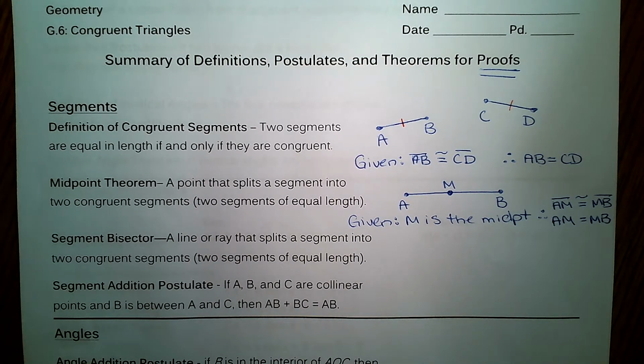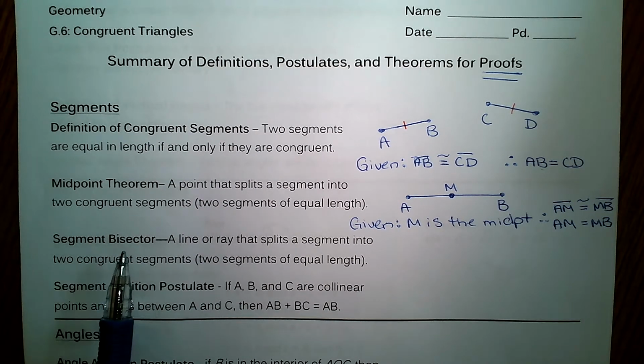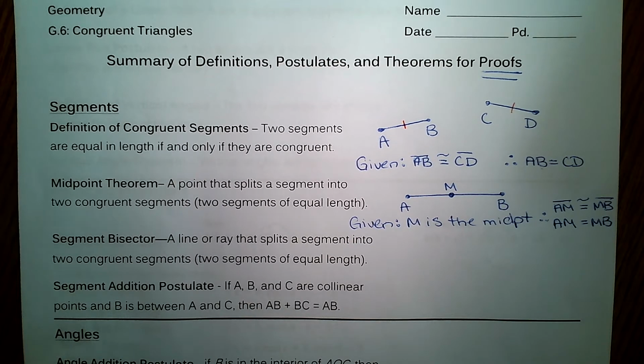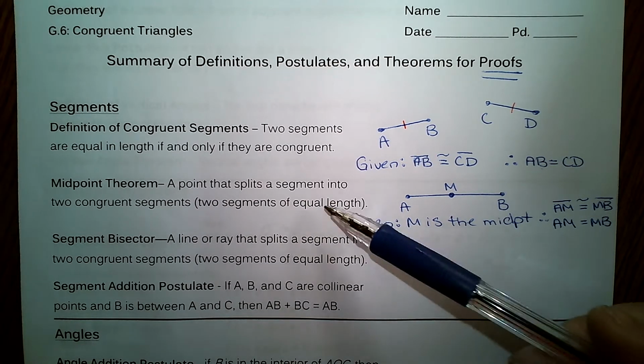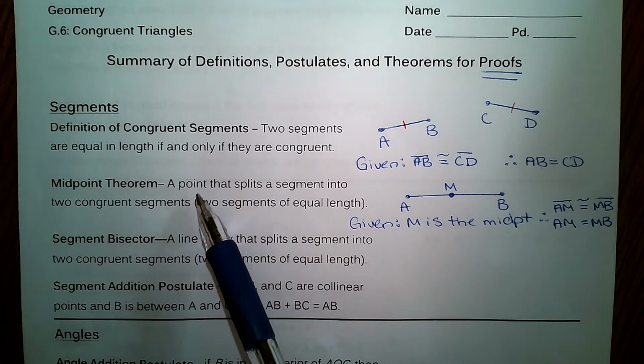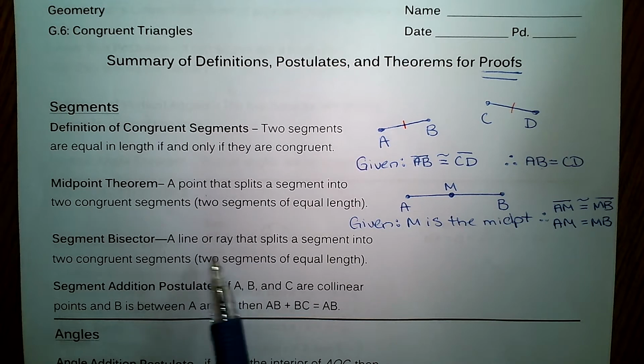All right, let's check out our next segment definition. Remember a segment bisector? A segment bisector is a lot like a midpoint. Let's read. A segment bisector is a line or a ray that splits a segment into two congruent segments. That's two segments of equal length. So it's almost the exact same as the midpoint theorem. The midpoint theorem is a point that splits the segment. A segment bisector may be something else, like a line or a ray.